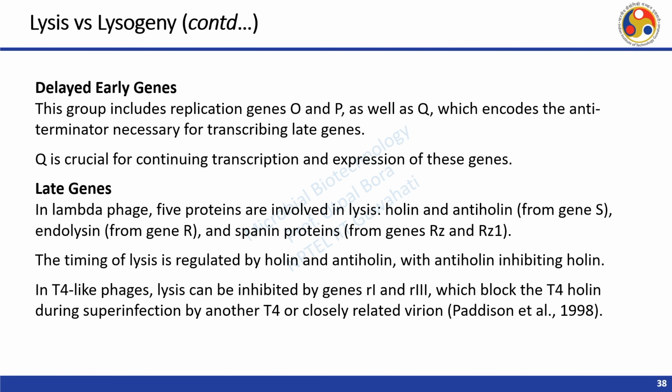Late genes: in lambda phage, 5 proteins are involved in lysis: holin and antiholin from the S gene, endolysin from the R gene, and spanin proteins from genes Rz and Rz1. The timing of lysis is regulated by holin and antiholin, with antiholin inhibiting holin. In T4-like phages, lysis can be inhibited by genes RI and RIII, which block the T4 holin during superinfection by another T4 or closely related variant.